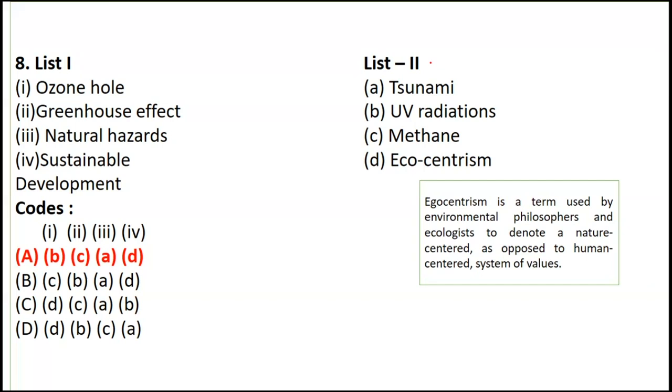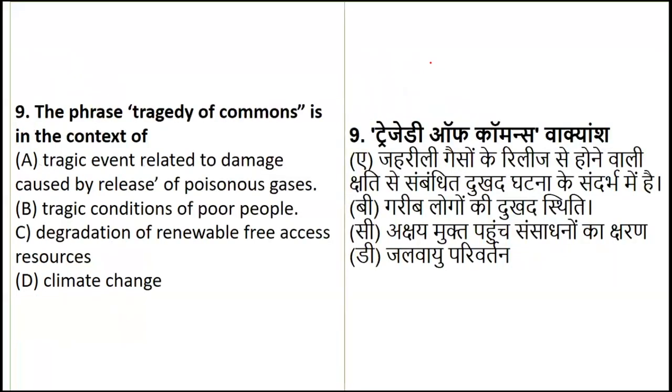Okay. Now, the next question: the phrase tragedy of commons is in the context of what? Basically, what do you mean by this phrase? Is it a tragic event related to damage caused by poisonous gases? Is it tragic conditions of poor people? Is it degradation of renewable free access resources? Or is it climate change?